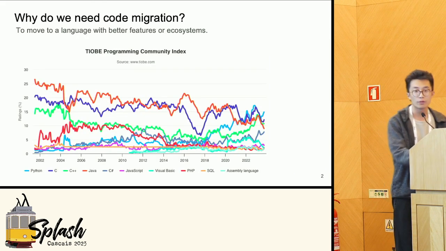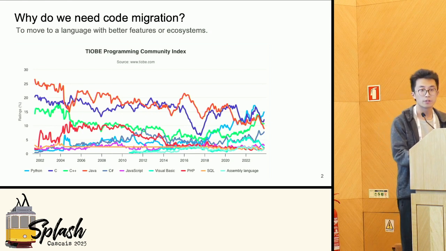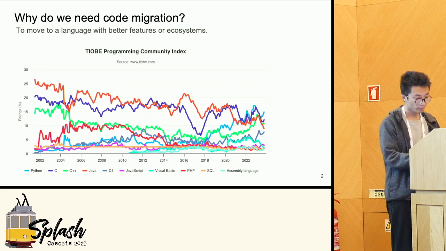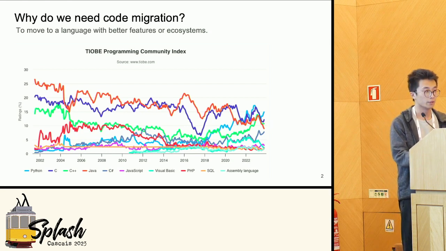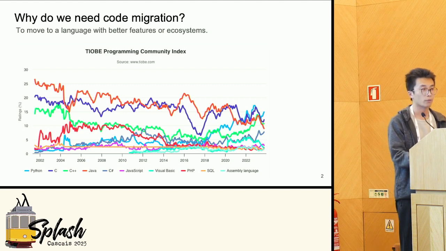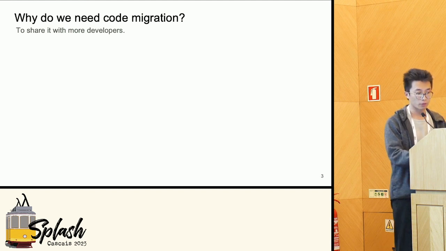So first, why do we need code translation or code migration? One reason is that programming languages are evolving over time, and some languages that were popular 10 years ago are being replaced by newer languages. People want to move to languages with better features and supporting ecosystems. Another reason is that people want to share code with developers in other application domains.